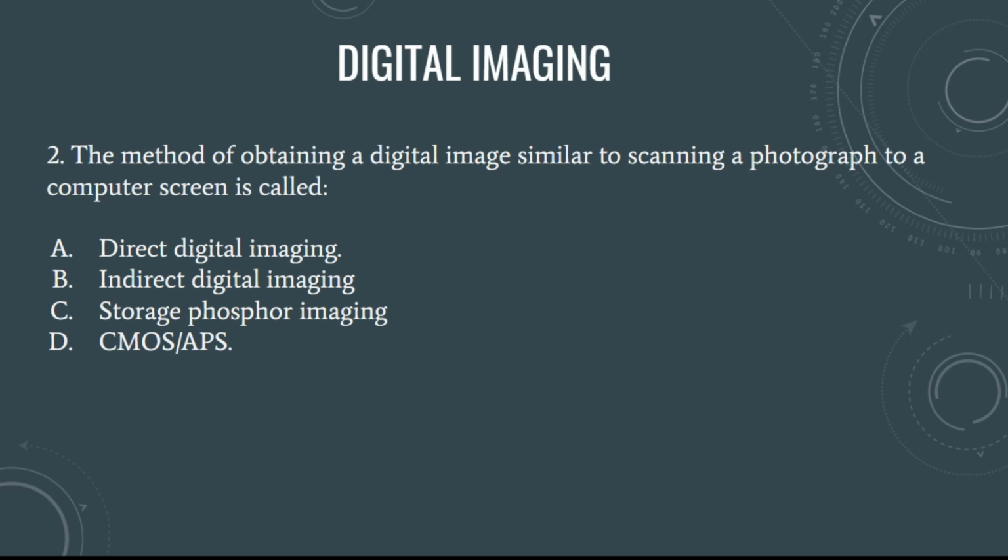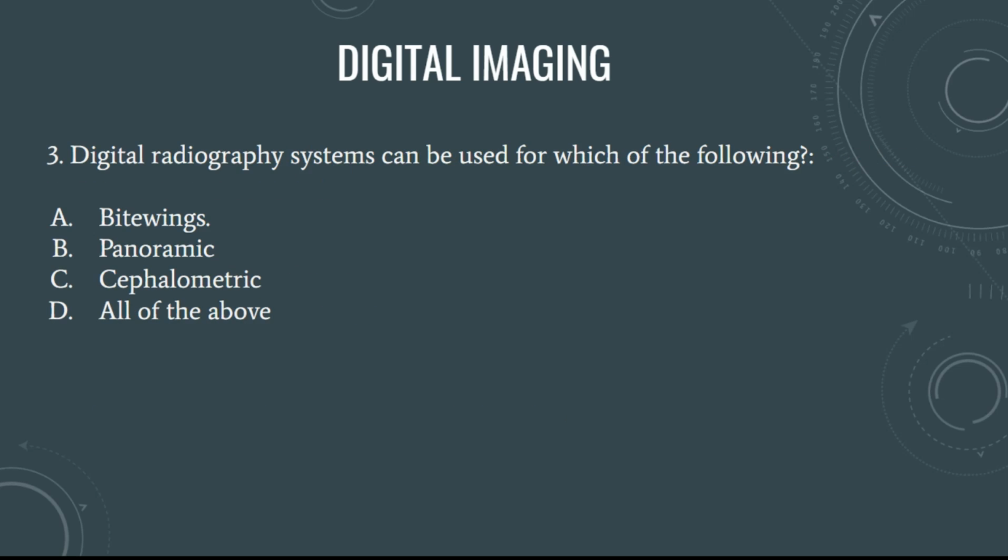Number 2, the method of obtaining a digital image similar to scanning a photograph to a computer screen is called A, direct digital imaging, B, indirect digital imaging, C, storage phosphor imaging, or D, CMOS APS. And it is C, storage phosphor imaging. Number 3, digital radiography systems can be used for which of the following? A, bite wings, B, panoramic, C, cephalometric, D, all of the above. The answer is D, all of the above.